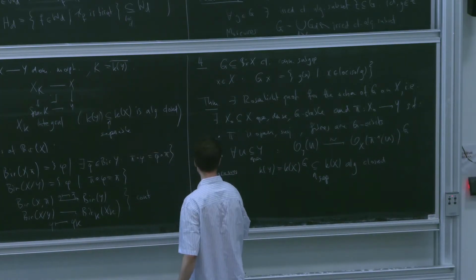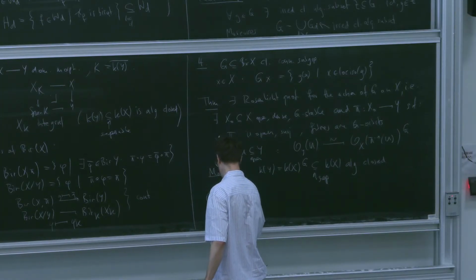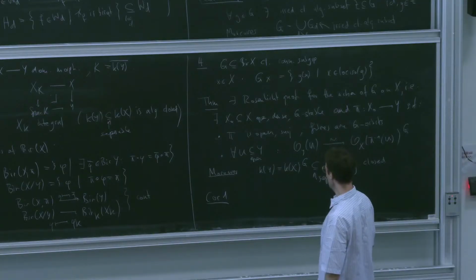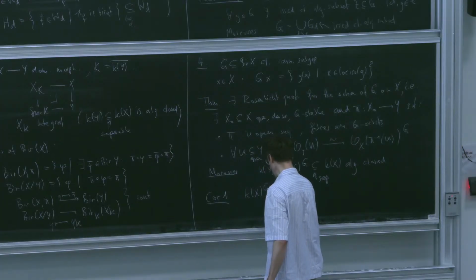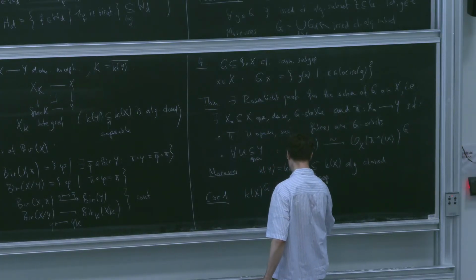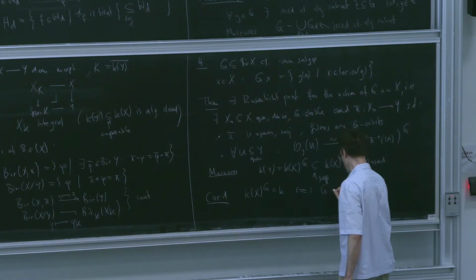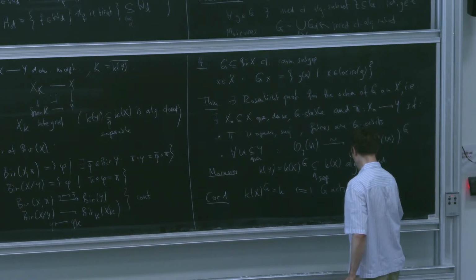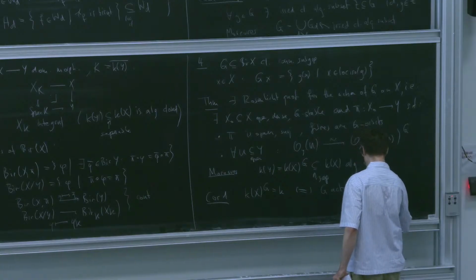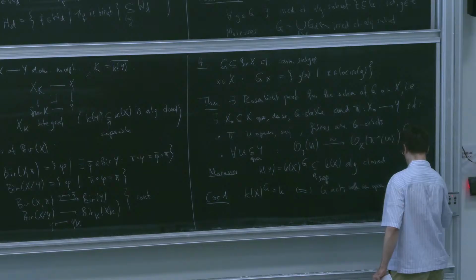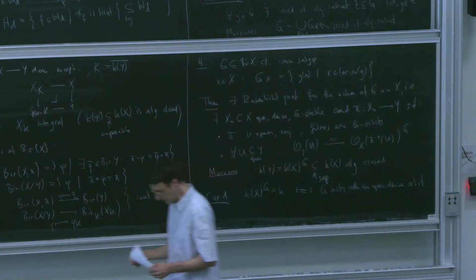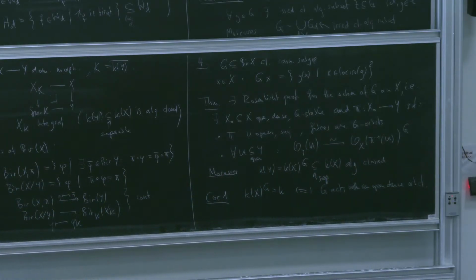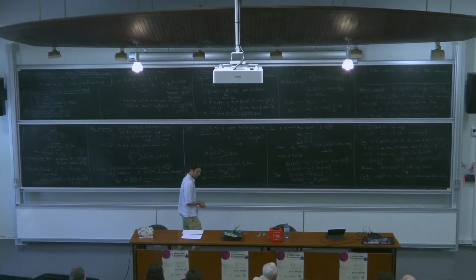Okay, a quick consequence is that saying that all invariants are constant is the same thing as G acts with an open dense orbit. Okay. And another corollary which is super useful, I would like to mention maybe here.